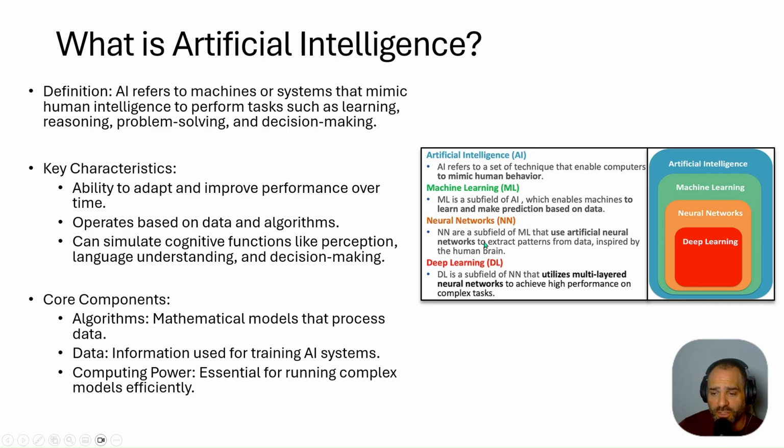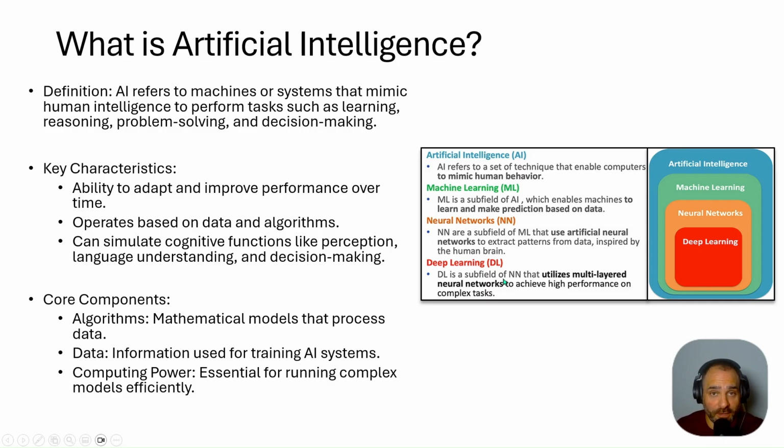Now neural networks are a subset of machine learning that uses artificial neural networks to extract patterns from data. It's inspired by the human brain. What that means is they created a system of having neural networks, and essentially it's going to mimic the human brain and come to decisions much like the human brain would, but it's still based off of its data. So it has limitations.